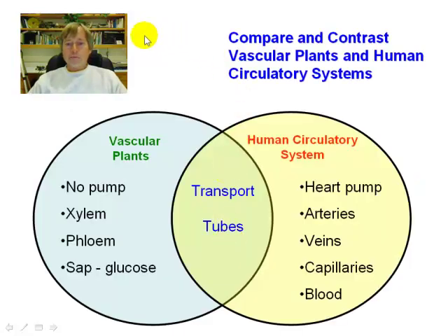Real quickly here, the main similarities between the vascular plants and the human circulatory system are that they're both a system of transport. They're transported through a series of tubes. The human circulatory system is a closed system, always in a big loop. Vascular plants are a couple of one-way systems that work somewhat independently. There is no pump in vascular plants. You know that trees don't have a heart, for example.